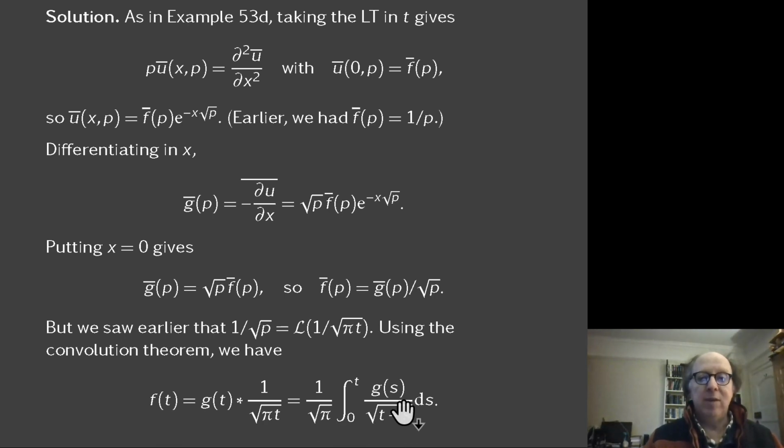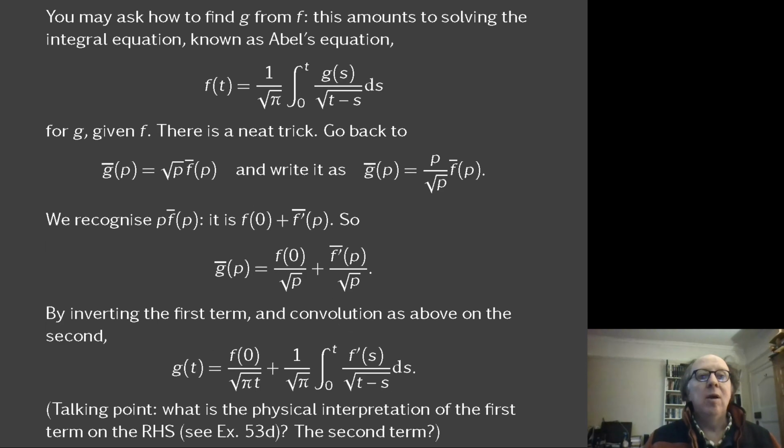So, given g, given the heat flux, I can now just calculate what f is. But what if I wanted to find g from f? In other words, I give you the temperature and I say, what's the heat flux?